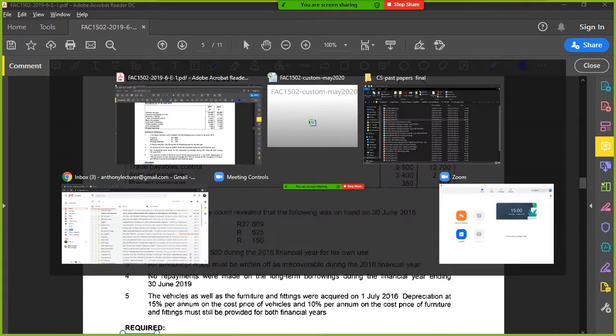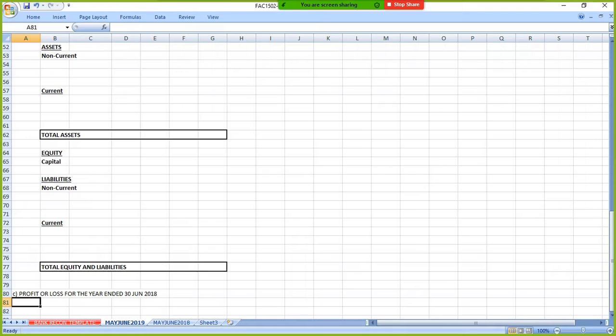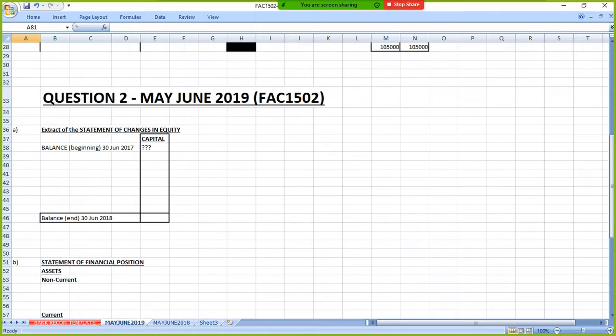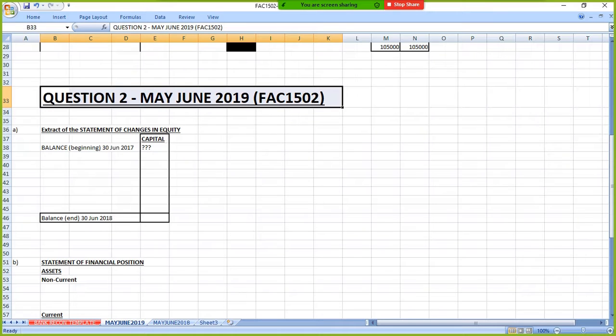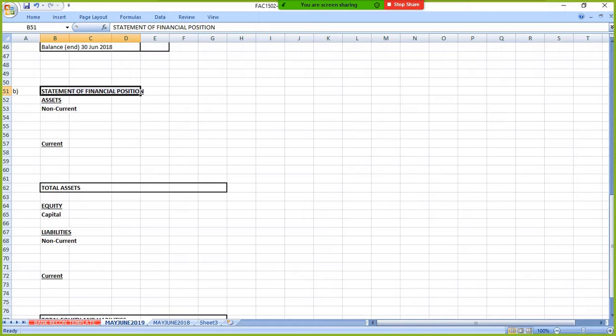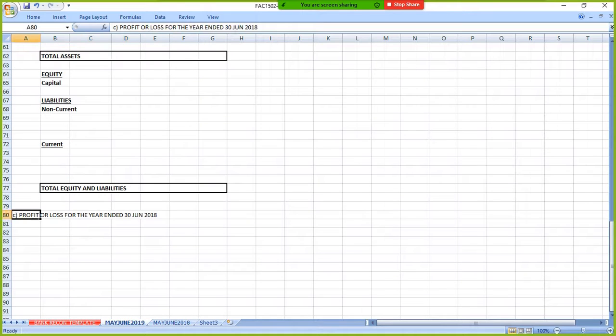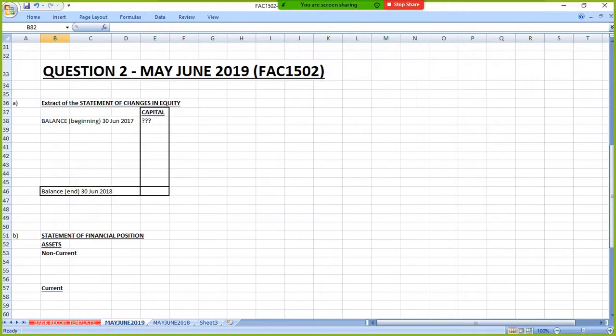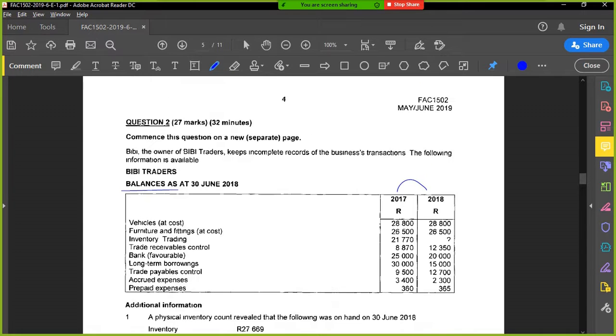Yes. Okay, so now we're ready to look at the information in the question. We've looked at the required. Okay, we know what question 2 is asking us for. We want the capital, we want the statement of financial position, and then we just need to show what the profit is for the year end. Okay, now we go to the beginning of the question.